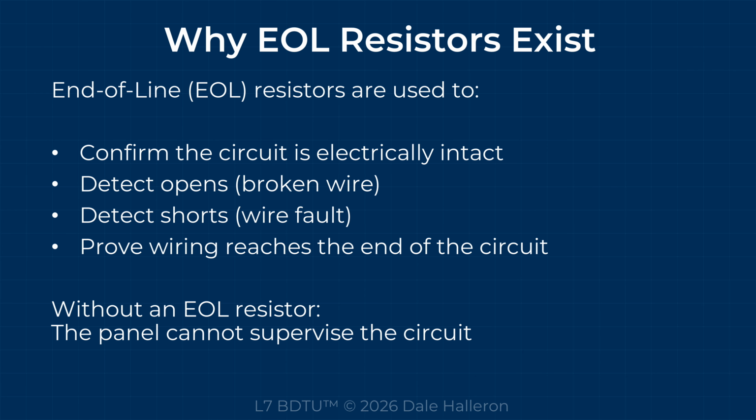Why EOL resistors exist. End-of-line, or EOL, resistors are used to confirm the circuit is electrically intact, detect opens, such as a broken wire, detect shorts, such as a wire-to-wire fault, and prove wiring reaches the end of the circuit. Without an EOL resistor, the panel cannot supervise the circuit.